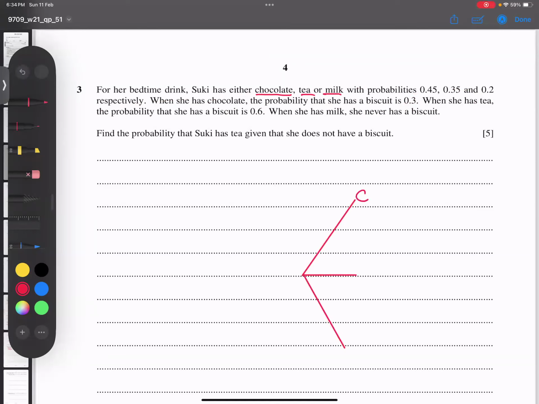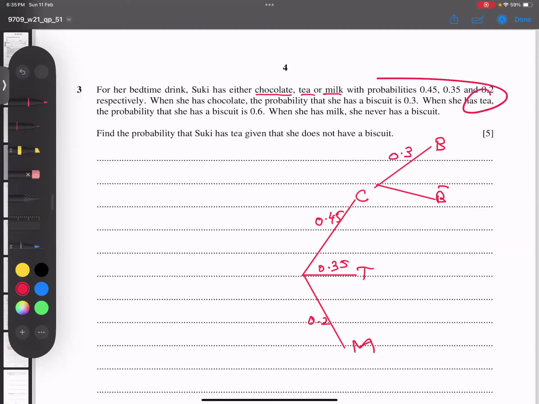Like this: chocolate, tea, and milk. Chocolate probability 0.45, tea is 0.35, and this is 0.2. Now after that, with chocolate, what is the probability of a biscuit? So biscuit, no biscuit. Biscuit is 0.3.